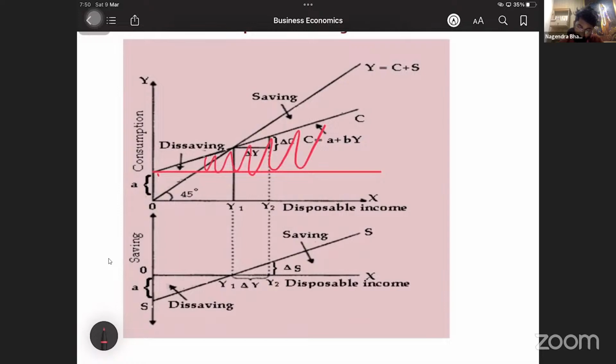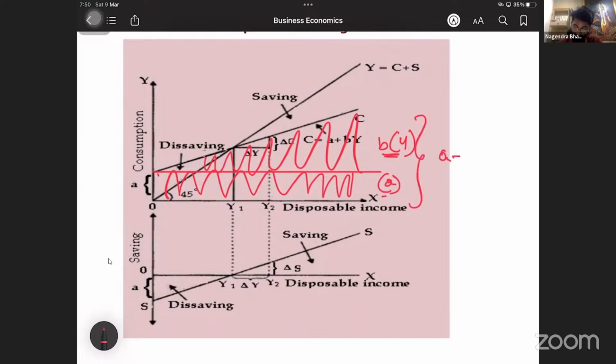What is this gap? B into Y. This gap is B into Y. This is A. Then what is the total of this? A plus B into Y. What is A plus B into Y? Consumption. That's why this line is the consumption line. What is this line? This is your income line. Every rupee increase is given on the x-axis. The y-axis is consumption.